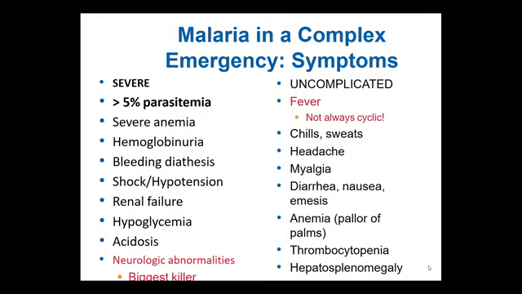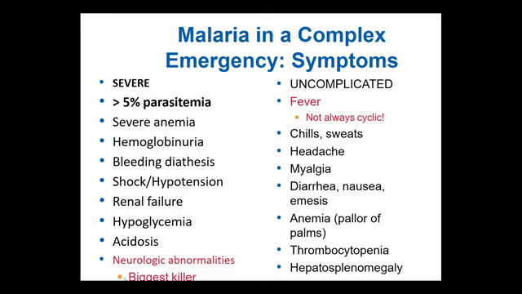Thrombocytopenia may be present, and hepatosplenomegaly, again a constant sign. So the three main signs are fever, chill, sweat, the malaria attack, anemia, and hepatosplenomegaly. Also there may be intoxication syndrome, headache, myalgia. In tropical malaria, diarrhea, nausea, emesis, which are still just clinical symptoms, and thrombocytopenia may also be present.